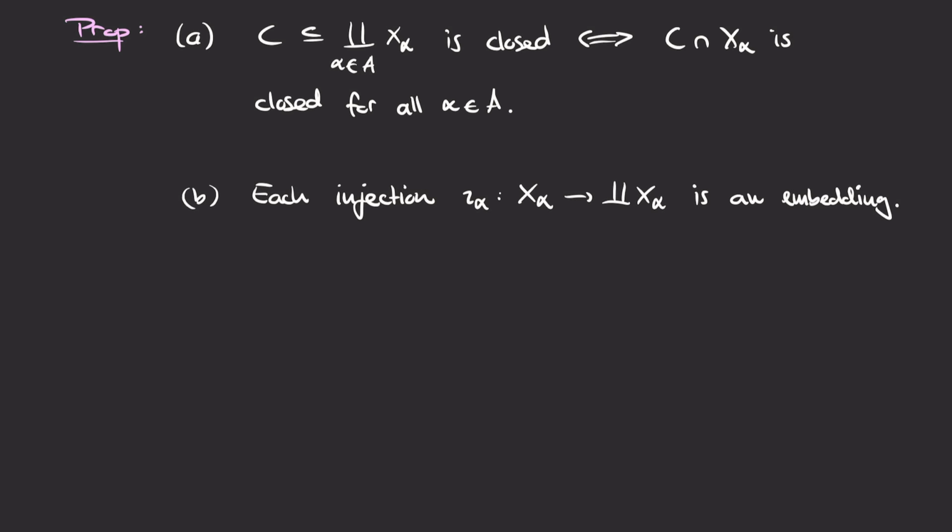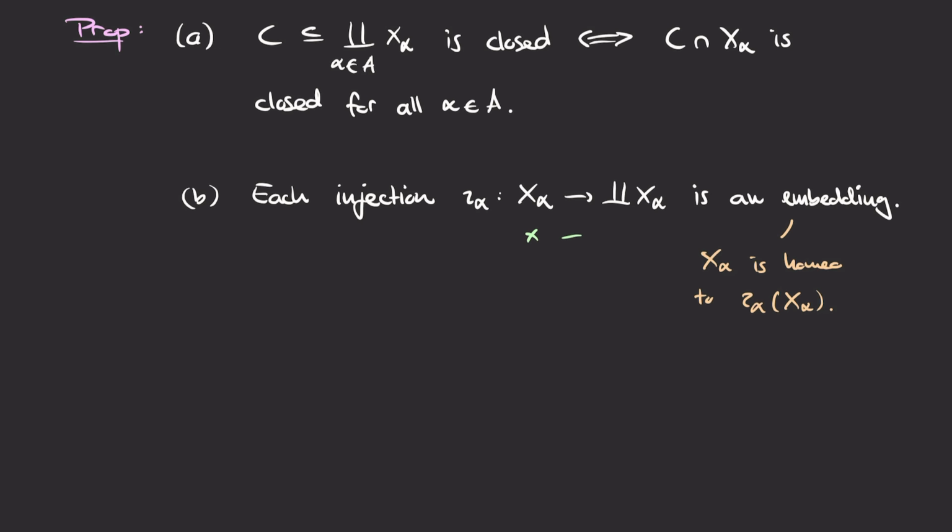The next property is that each of these injection maps, iota alpha, is a topological embedding. We haven't yet encountered this concept, so being a topological embedding just means that a map is a homeomorphism onto its image. In other words, X alpha is homeomorphic to iota alpha of X alpha. In other words, part B of this proposition is saying that we can really think of these component spaces X alpha as lying inside the disjoint union space because they are homeomorphic to their images in the disjoint union.